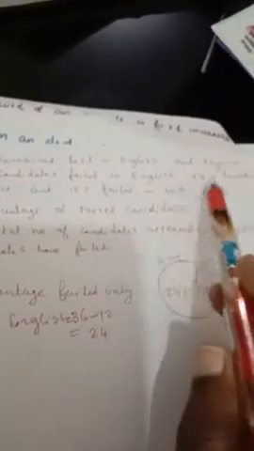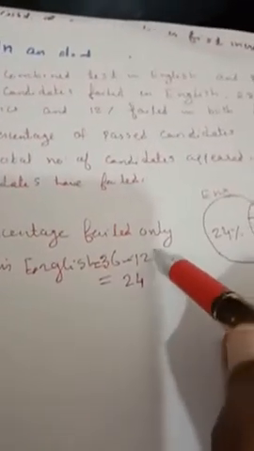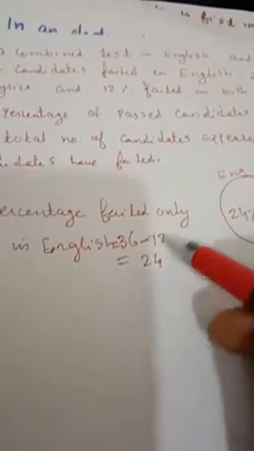So they are not saying only failed in English. 36% of the total students failed in English, 28% failed in physics, and 12% failed in both subjects. So only in English means 36 minus this 12. 12 means they are common in both subjects. So it is 24%.